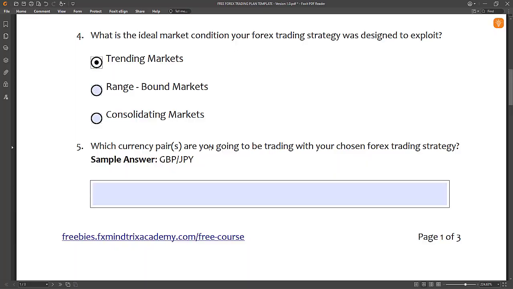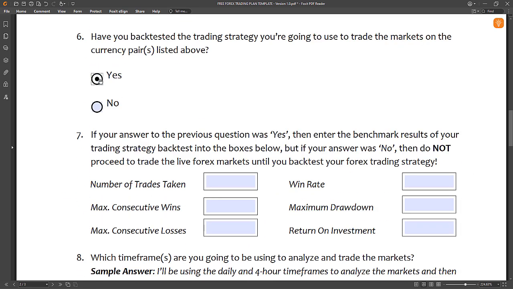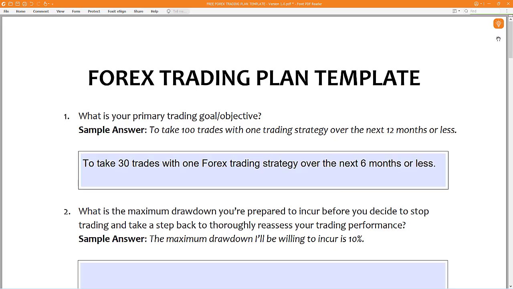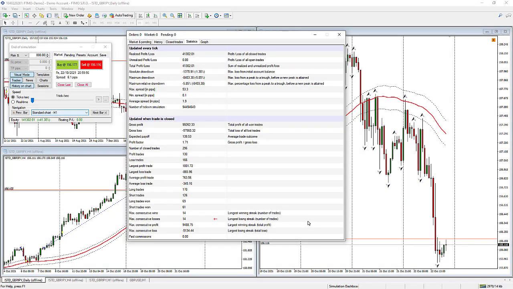What I want you to do is to go and backtest your trading strategy, and once you've done that, you should use that data to make informed decisions which will revolve around the creation of your trading plan. So if you want to set a goal of how many trades you want to take, you should look at your backtest results and see that if I'm setting a goal of taking 30 trades, for example, then I want to see that my trading strategy didn't have maybe 40 losing trades in a row. Because if that was the case, then this is something that could happen in the future.